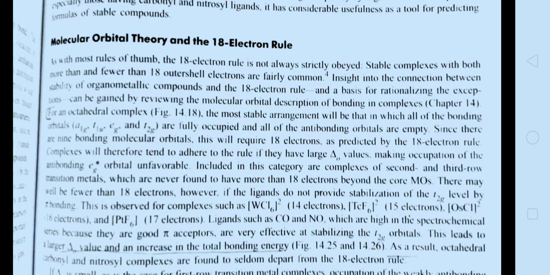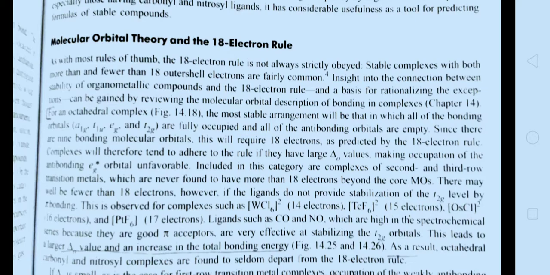If all these orbitals are fully occupied and the antibonding orbitals remain empty, in such a case the 18 electron rule is observed. Since there are 9 bonding molecular orbitals, this will require 18 electrons. Here A1g means 1 orbital, T1u means 3 orbitals, Eg means doubly degenerate, that is 2 orbitals, and T2g means 3 orbitals. Totally 9 orbitals are there and each orbital carries 2 electrons. So there are totally 18 electrons in the bonding orbitals. So they are stable and obey the 18 electron rule.